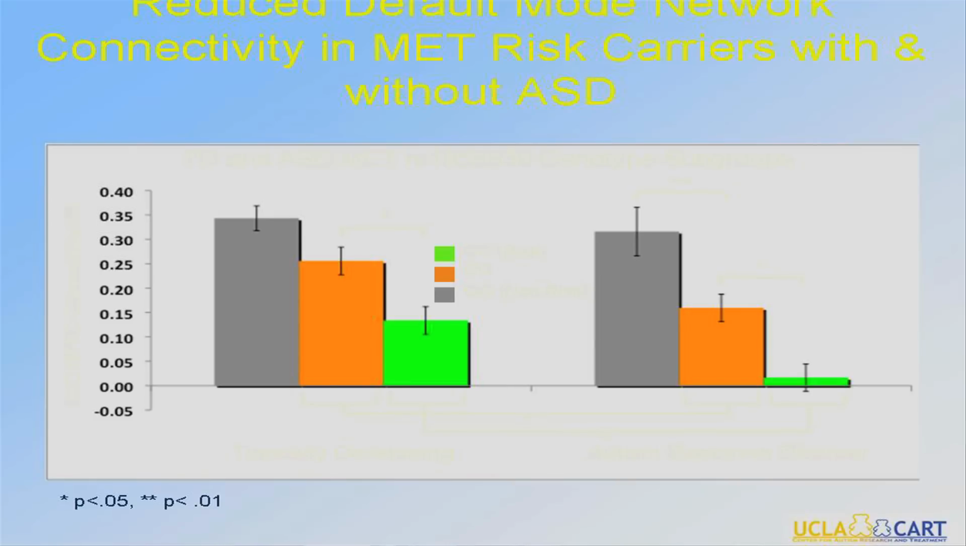And this is another gene. It's in yellow, so you can't see it very well, but this is the MET gene, and we see the exact same phenomenon here, this pattern of decreased and abnormal connectivity in those with a risk gene compared to those without. And this is true for kids with autism and also for kids without autism, although it's a little bit worse for the kids with autism.